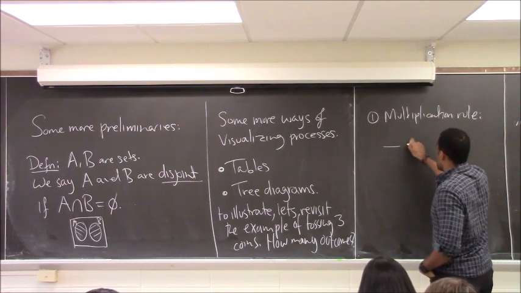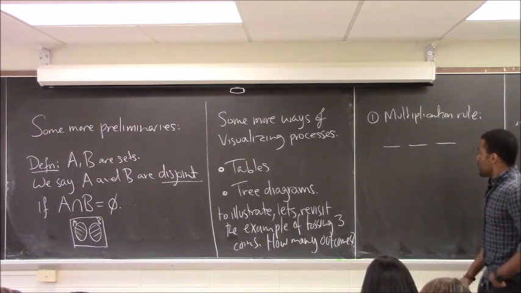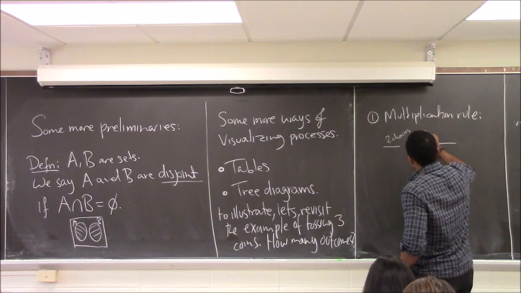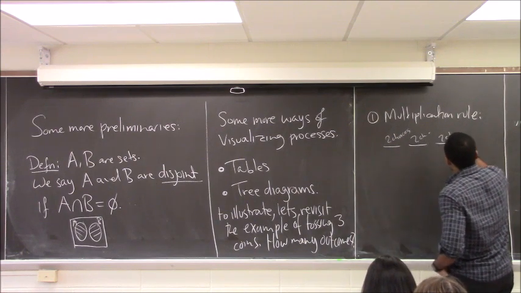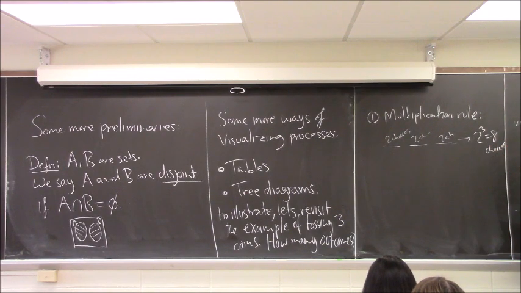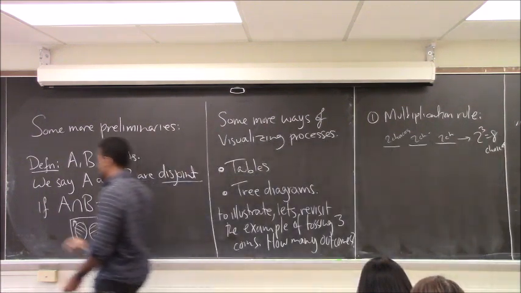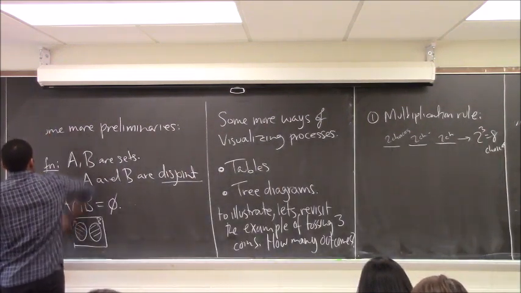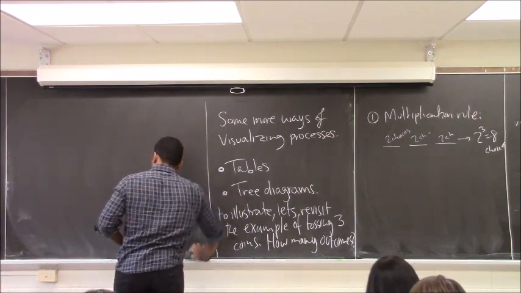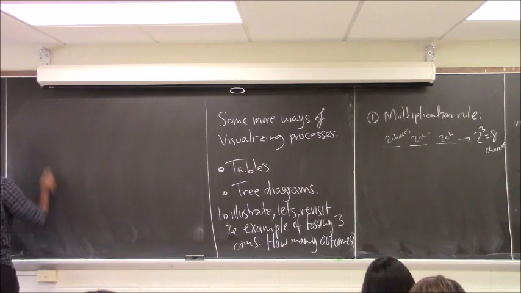Basically, you think of each toss as a stage, and we know that we have two choices here, two choices here, two choices here, which leads us to 2 cubed, 8 choices. Okay, so that's you thinking in terms of a formula. What is a way that we could visualize this though? Because that might be necessary sometimes. Sometimes it's hard to think in terms of a formula. You want to be able to kind of see what you want to be doing. One way to actually do this is with a table.